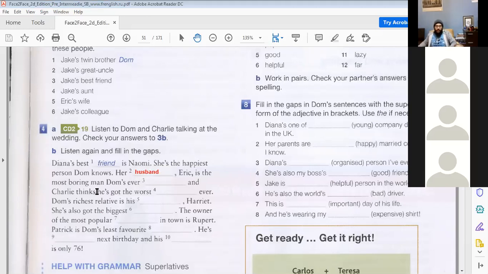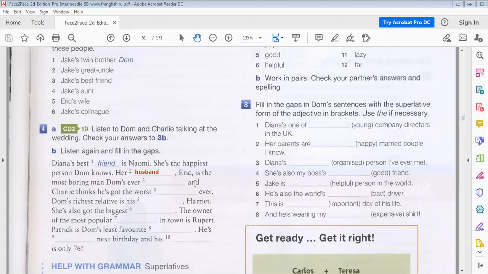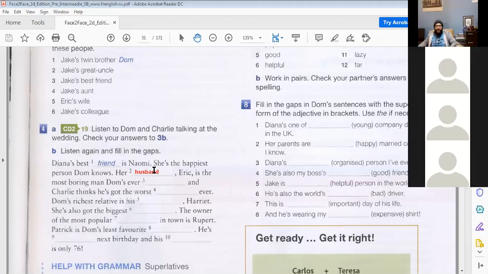Is the most boring man Dom's ever... what? What do you think? Met, maybe? Seen? But here we have to use ever seen. We need something in the past participle. Is the most, because here we have has ever. We have to use past participle here. What do you think? Seen or met? Okay, let's write both of them and then we can check.